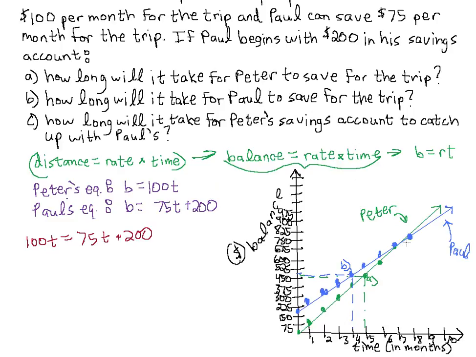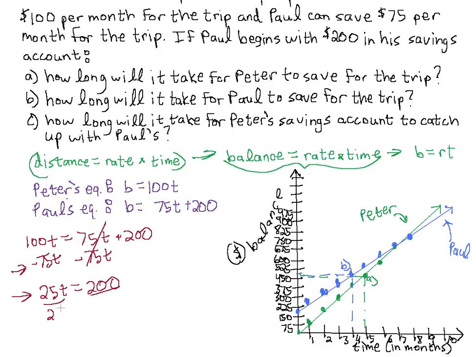We have a good idea where it happens here, but we want to know the exact solution. So what we're going to do is set both equations equal to each other and solve for t. Well, we know how to do this. We've been doing it all along in this course. So let's go ahead and subtract 75t from both sides. We want our variable on the left-hand side and everything else on the right. So we have 25t on the left-hand side equals 200.